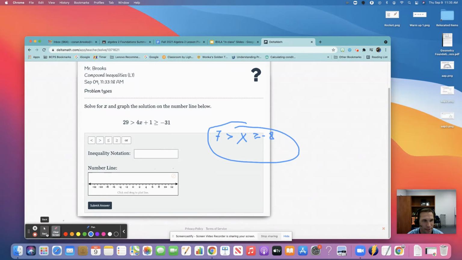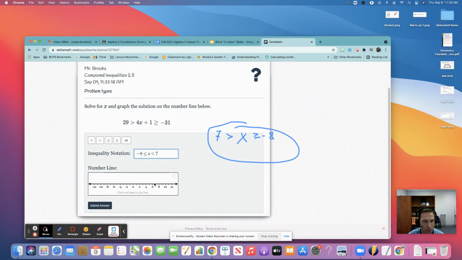Yeah. Let's see. So I'm going to do 7. I really want to switch around. I'm going to switch around. So x is more than or equal to negative 8, and x is less than 7.